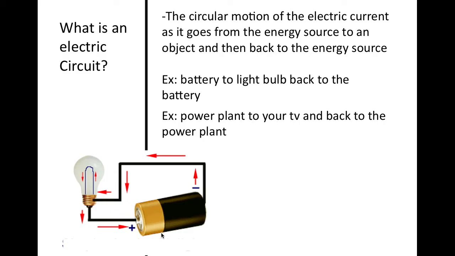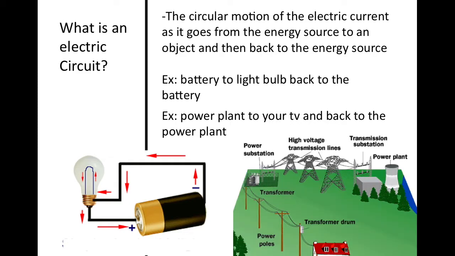Another example is the power plant that is connected to your TV, and the electrons would go from the power plant to your TV and back to the power plant. So the power plant is over here, and notice that there are all of these wires, if you've ever noticed, and they go through here and they finally get into your house. Then when the electrons are all excited throughout the wires, they go into your TV and your TV works, and then the electrons continue to travel back to the power source, which is the power plant.